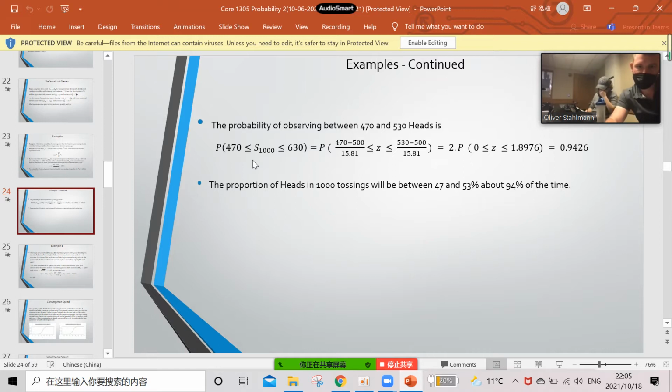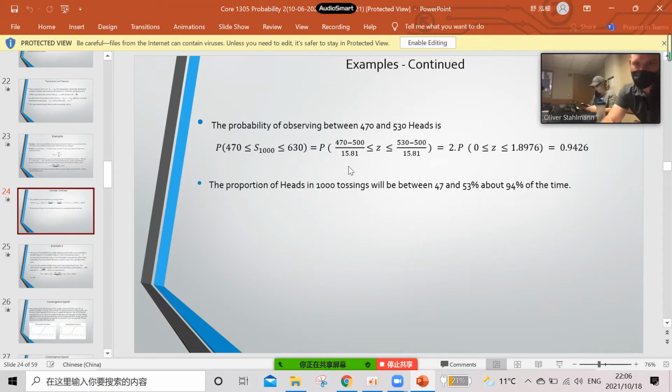I'm just asking you. Here I have a binomial distribution with the mean equal to 500, so mu equals 500, and standard deviation equal to 15.81. I just tell you these two numbers. This is the mean and standard deviation of my binomial distribution.